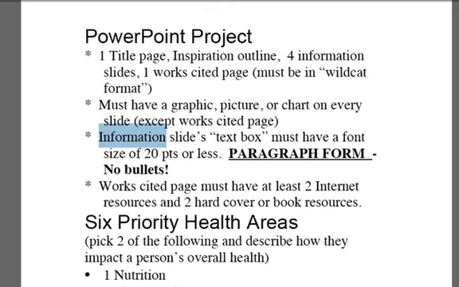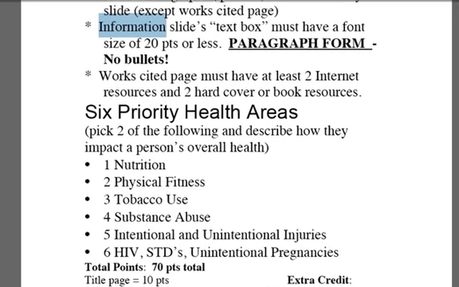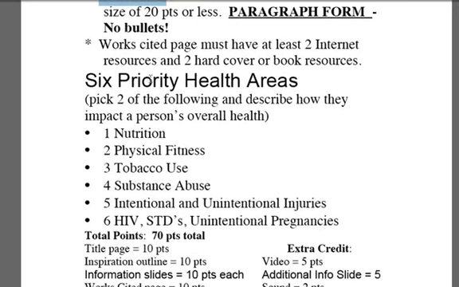We talked about the works cited page. And you have one slide entitled Priority Areas. So you need to pick 2 of the following areas and describe how they'll affect a person's overall health. And you can do that with your PowerPoint project, and that information goes on those slides.